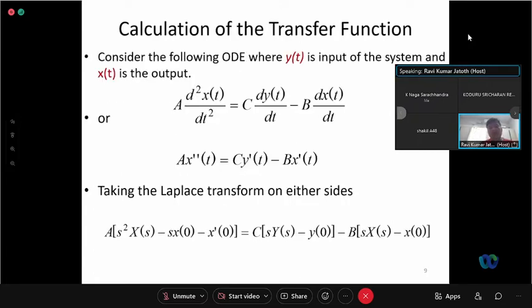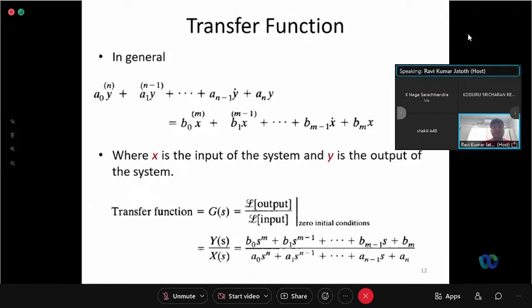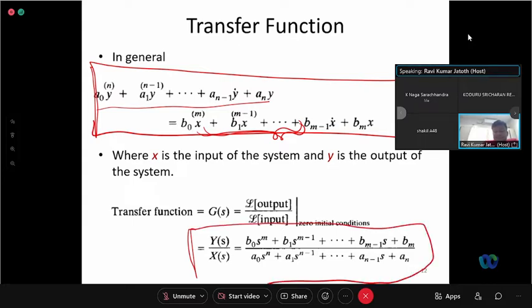So now, if you have an nth order differential equation, if a system is governed by nth order differential equation, a0 y of n plus a1 y of n minus 1 plus an minus 1 y dot plus an y is equal to b0 x, where here x is input, y is output. Input is also available in terms of differential term.